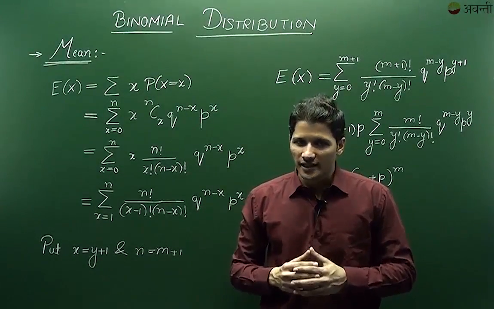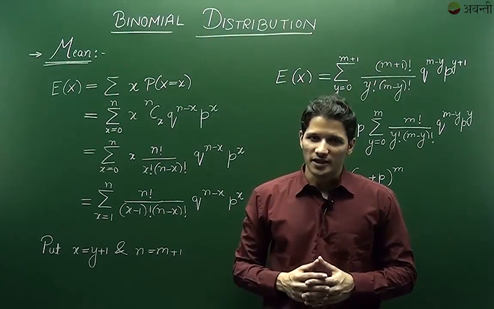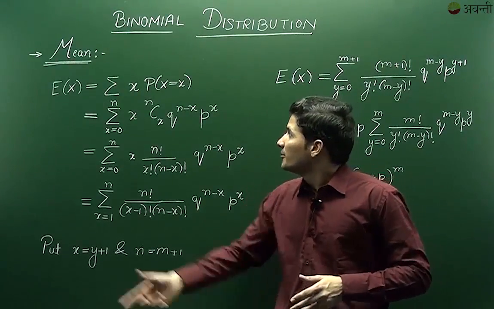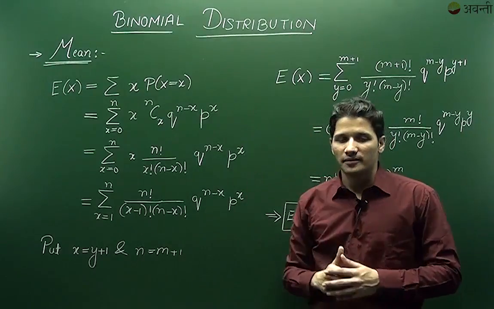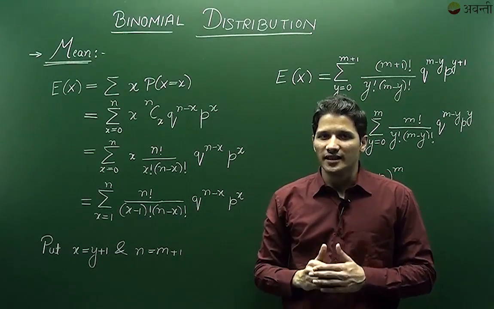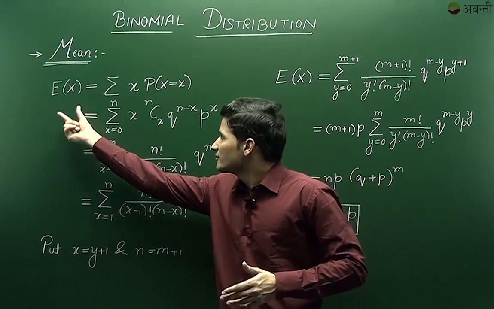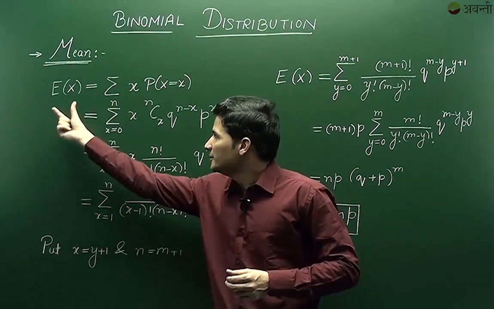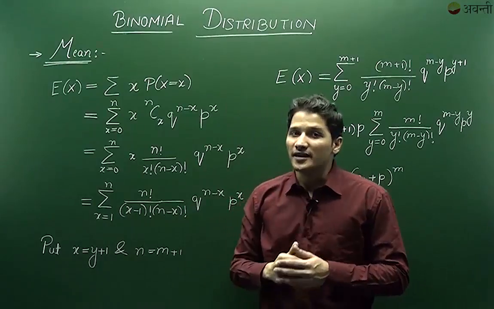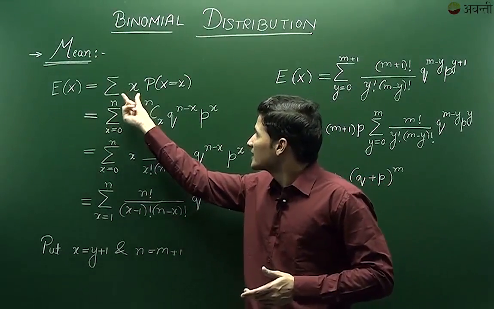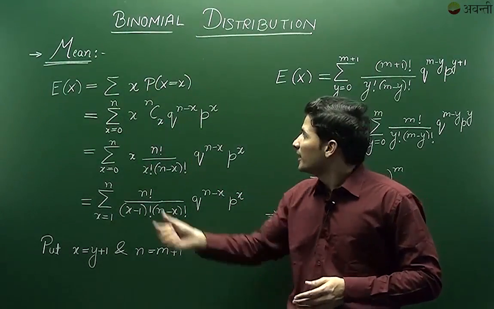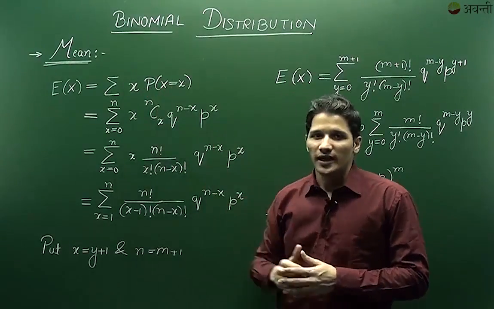So far we have studied Bernoulli trial and binomial distribution. Now we will study mean of binomial distribution. In random variable, we studied that mean of a random variable X is denoted by E(X), where X is random variable and E means expected value of X, and it is equal to the sum of x_i into p_i, where p_i is nothing but P(X = x).